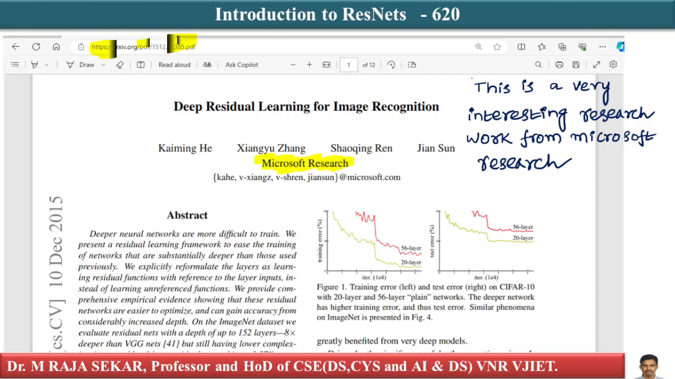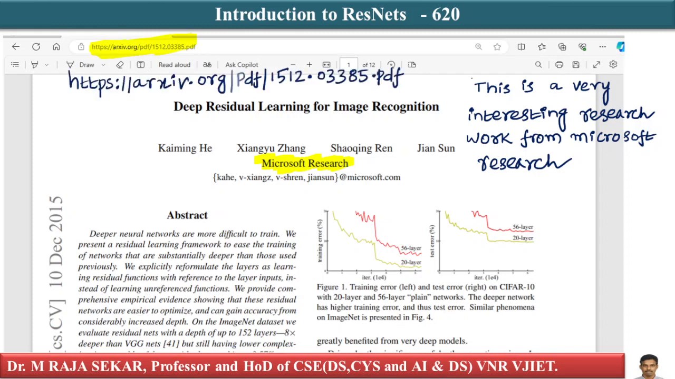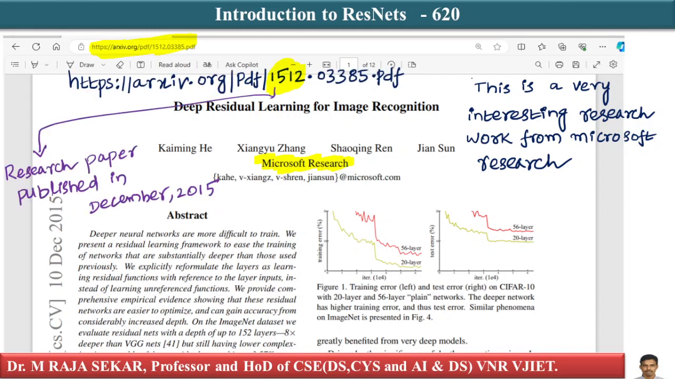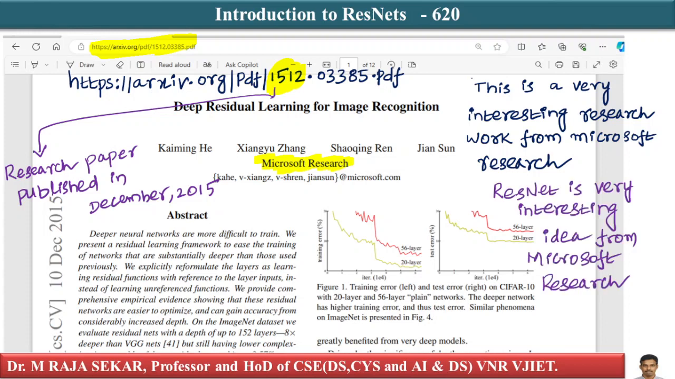Just observe this URL, what it says. Here you have 1512, which means the research paper was published in the year 2015. This number 15 indicates the year 2015, and this number 12 indicates the month of December. So ResNets were published in late 2015. Very interesting idea from Microsoft Research.